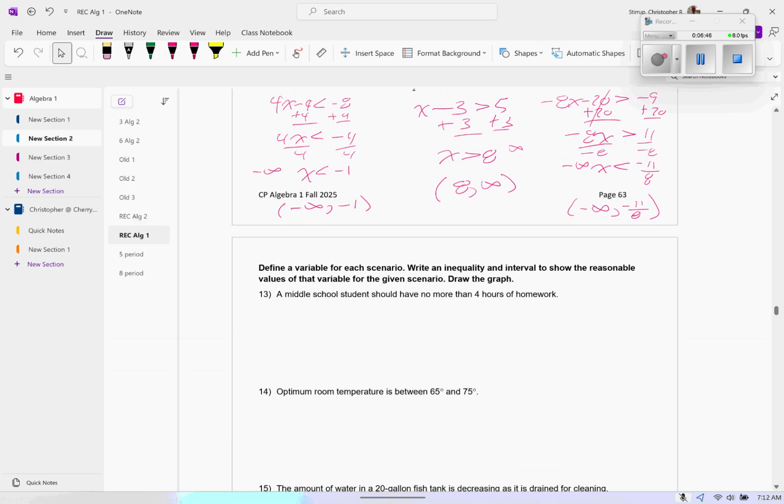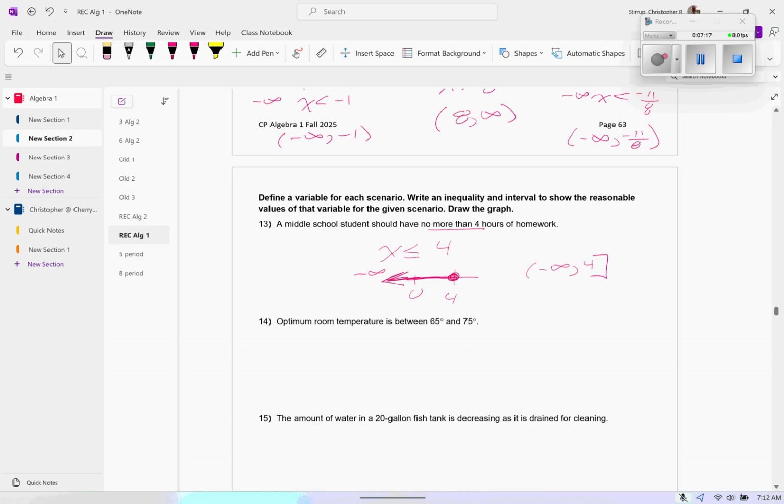Okay, number 13, a middle school student should have no more than 4 hours of homework. Ooh, that's a lot of homework. So they should have less than 4 hours, no more than, so they can have up to that 4 hours. Okay, and then draw the graph. So we're going to go 0 here, 4 here, solid dot. That shades this way. So that's going to negative infinity. And the interval notation is negative infinity to 4, hard bracket on the 4.